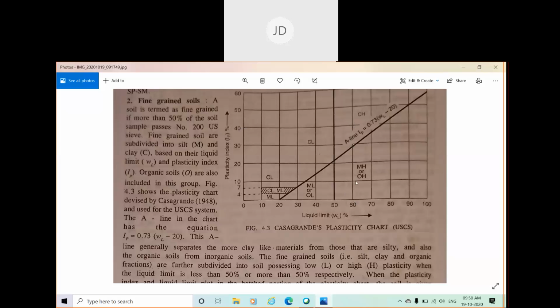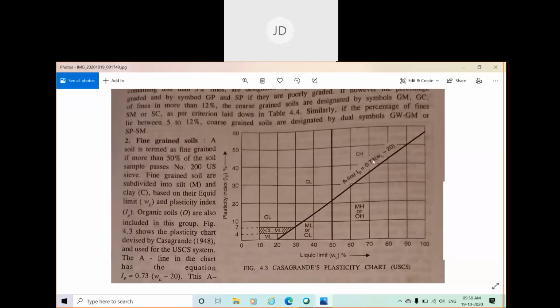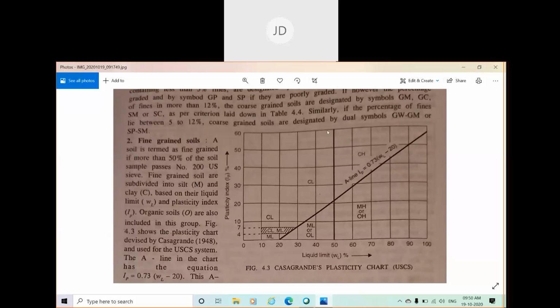So from this point, a liquid limit of 60% and a plasticity index of 40%, the point comes here, join here. So this point represents where it is under this zone. That means this point is on the right side of this vertical line and above the A line. That means it is denoted by CH, that means highly plastic clay.